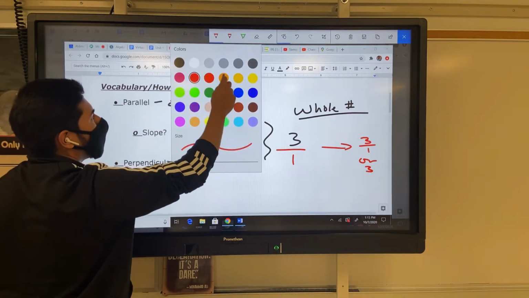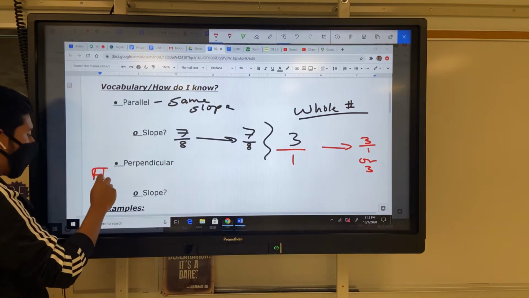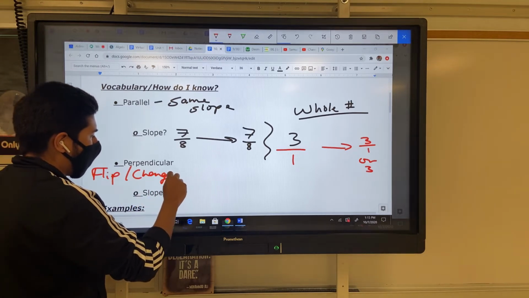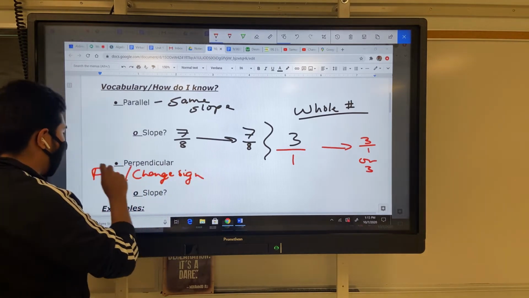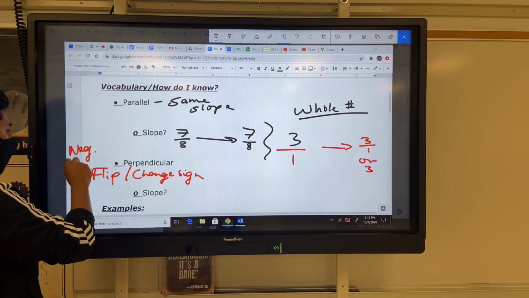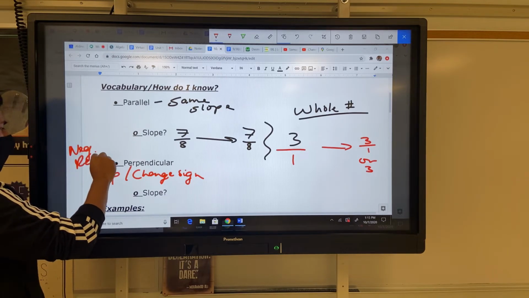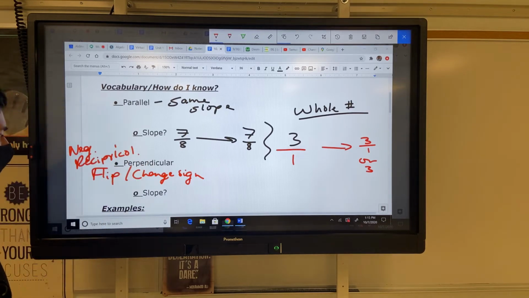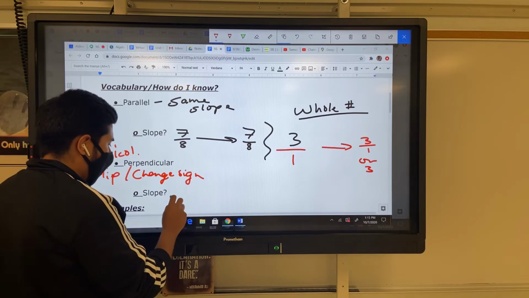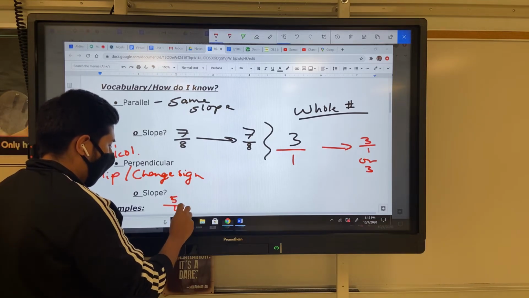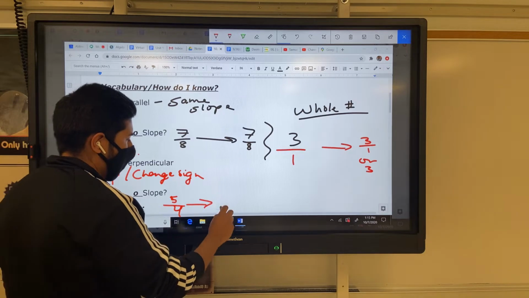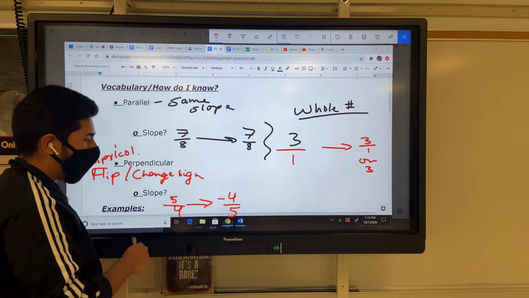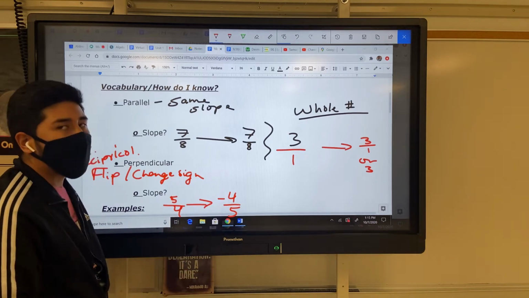Perpendicular, don't forget it's a negative reciprocal. You need to flip and change the sign. That's called negative reciprocal. Here, if the slope is, for example, 5 over 4, this will change into a negative 4 over 5. You flip the denominator and the numerator, and change the signs.